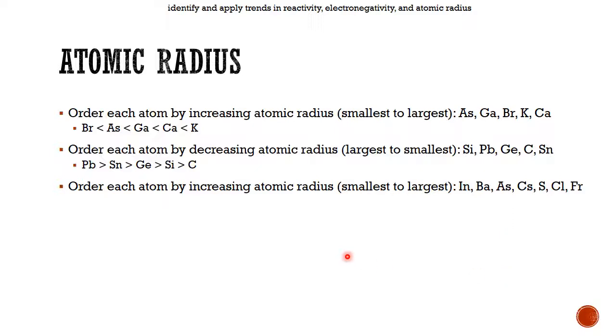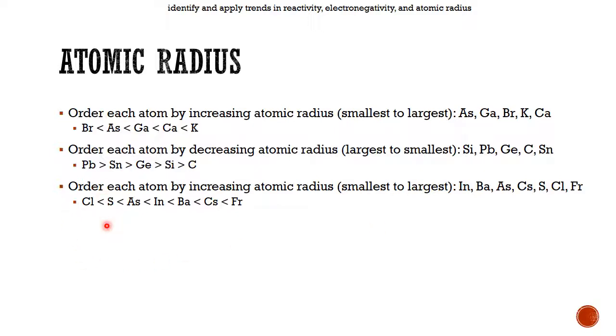If I want to order these from smallest to largest, then I want to look at this list of elements here. I want to find the element farthest to the top and to the right of the periodic table, and then work my way down and left, because then the atoms get bigger as I work down and to the left. So the smallest in that group would be chlorine. That's farthest to the top and the right.